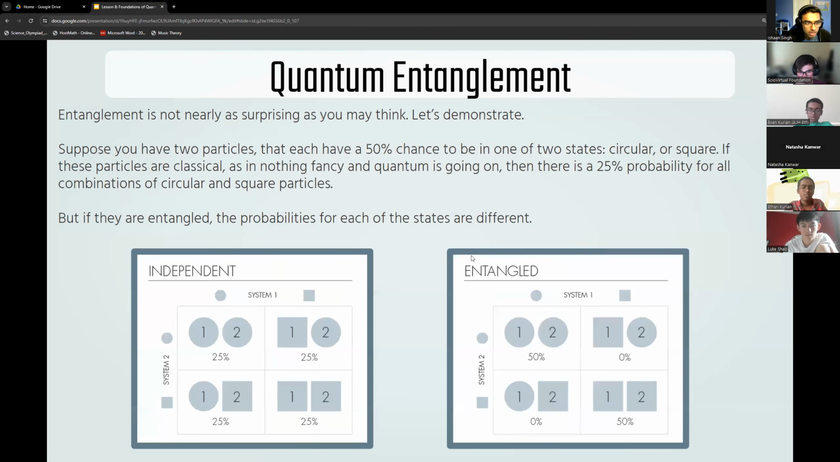So if they are entangled, the probabilities are not what we'd expect, okay? So this system one, this particle one, has a 50% chance independently of being circle or square. And same for system two, 50% chance of being circle or square. But when they're entangled together, they can only both be circle or only both be square. The probabilities when you combine them deviate from what you'd expect when they're not combined. That's what it means for these particles to be entangled.